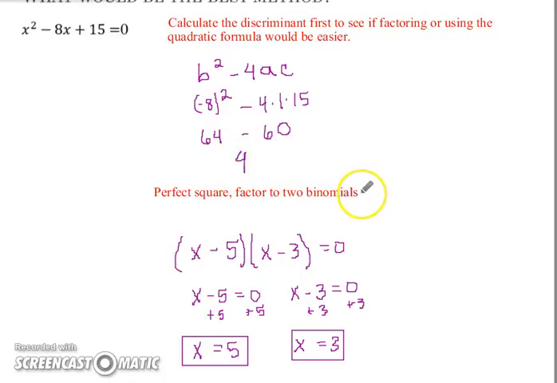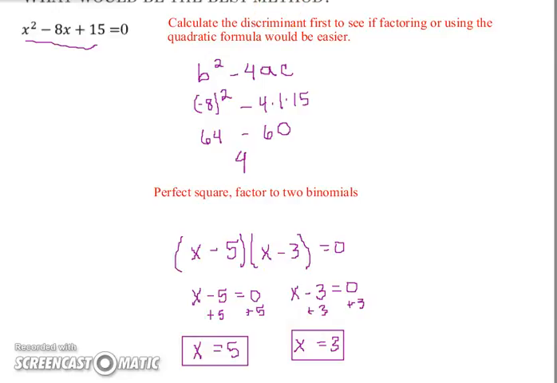4 is a perfect square, so we can factor using two binomials. So x minus 5 and then x minus 3. If I were to FOIL that, so first times the first, and then the outside 2 and the inside 2, and the last 2, you'd get back to this trinomial. And then you just solve each binomial set equal to 0. So adding 5, one value for x is x equals 5. And then adding 3, one value for x is x equals 3.